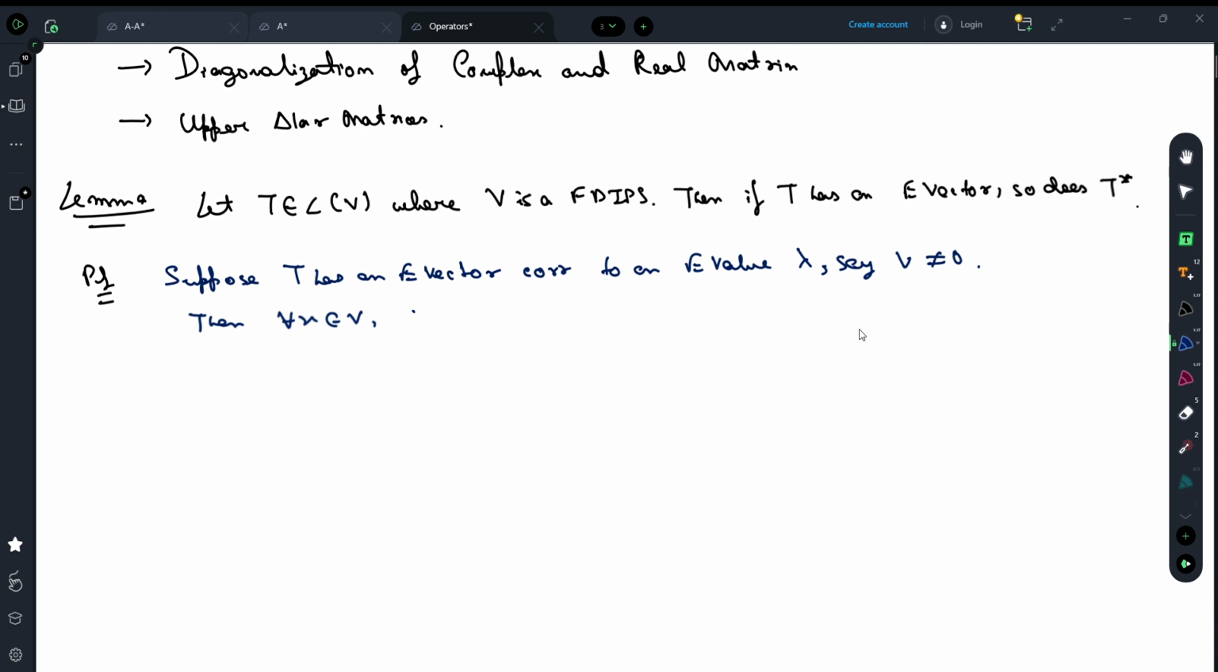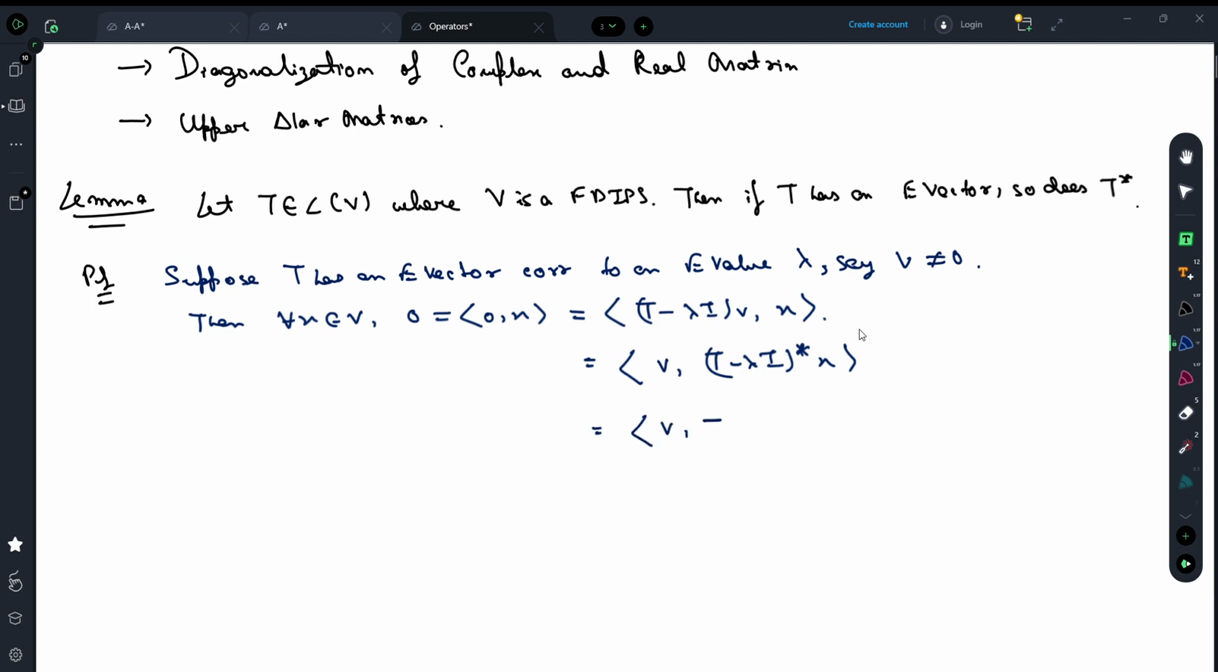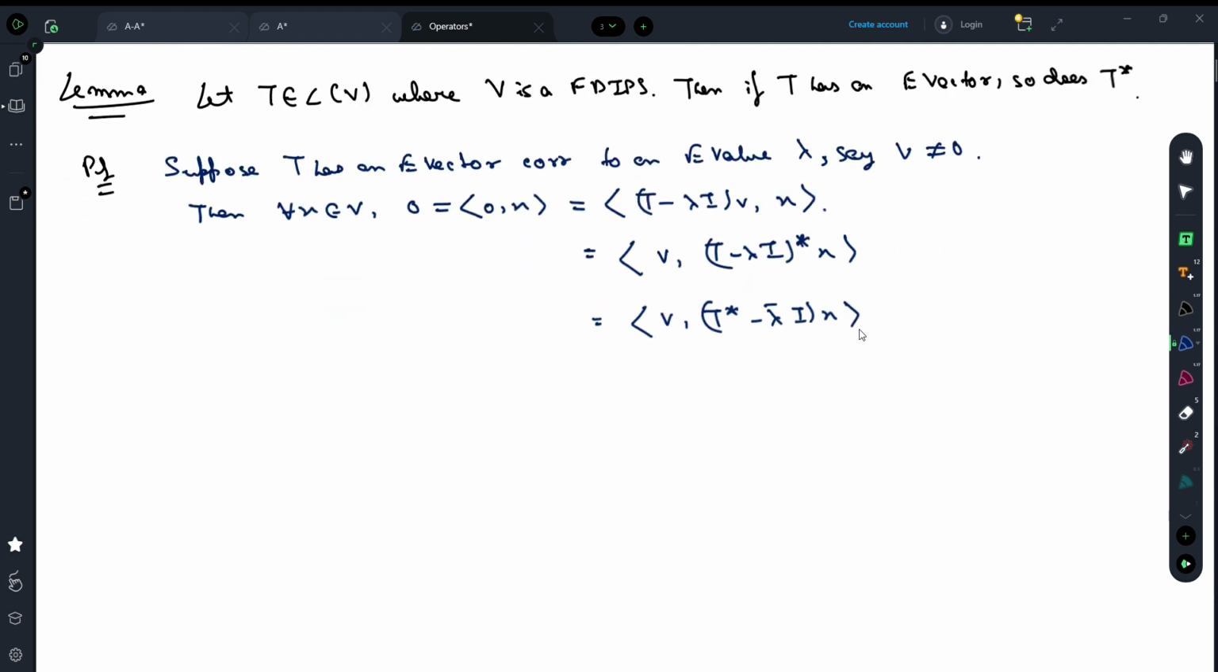for all x in V, we can write 0 as the inner product of v with 0, or 0 with x, whatever. But then I can write this 0 as the inner product of (T minus lambda I) of v and x. This straight away follows from the definition of an eigenvector corresponding to an eigenvalue lambda. But then I can use the adjoint. So I can write it as the inner product of v with (T minus lambda I) star of x. But surely enough, I can distribute the adjoint inside to get T star minus lambda bar I, applied to x. This we have seen in the previous lecture. So we have this sort of an equality.